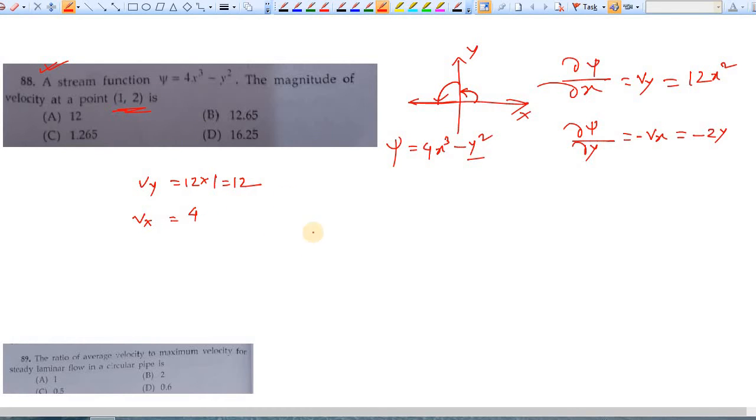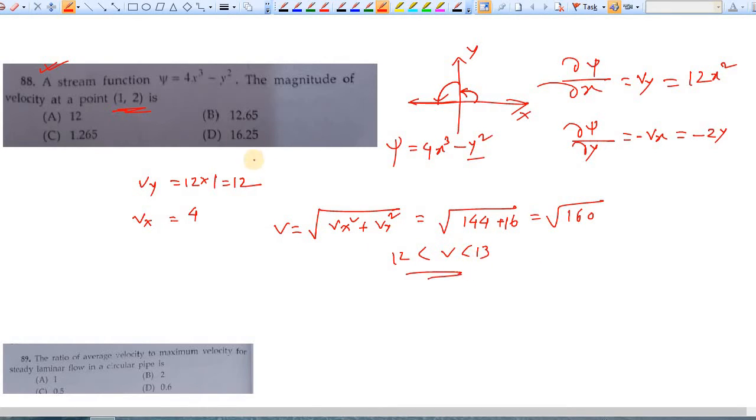So velocity at this point is simply square root of Vx square plus Vy square, which will give you 144 plus 16, that means square root of 160. So this is in between your 12 and 13. Okay, so yes, B is the correct answer.